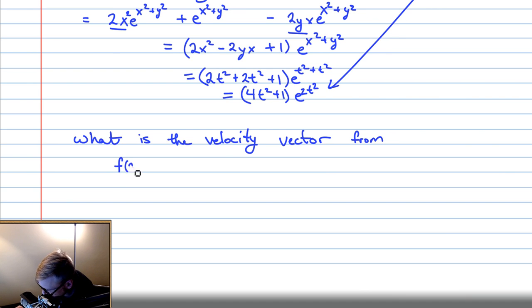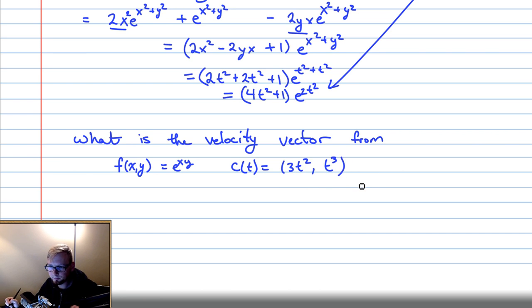Well, first our f of x, y is e to the xy, and our c of t, yep, 3t squared, comma t cubed. And after our chain rule, we got, I'm going to say df dt is 15 t to the 4 e to the 3t to the 5. Okay. It wants to know what the velocity vector is.